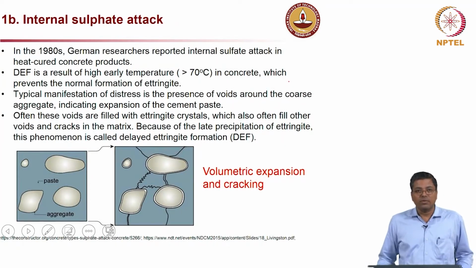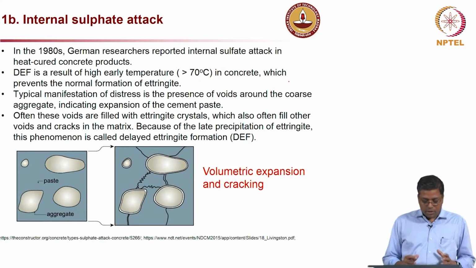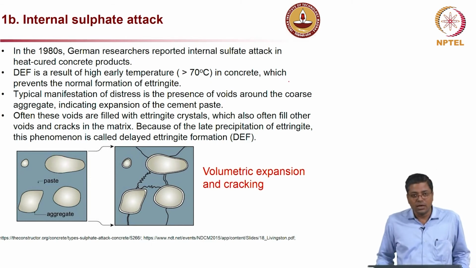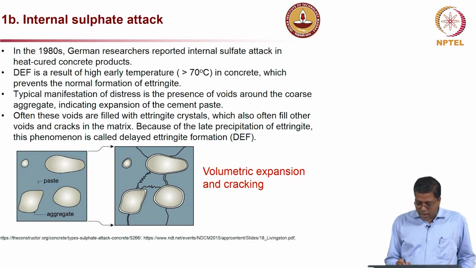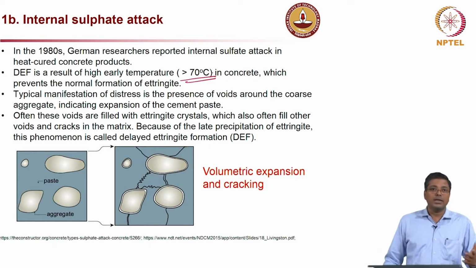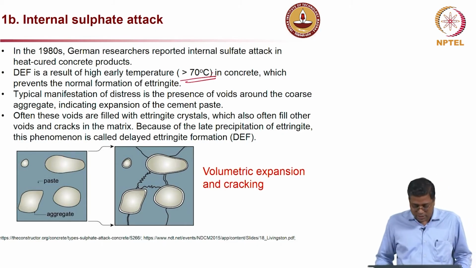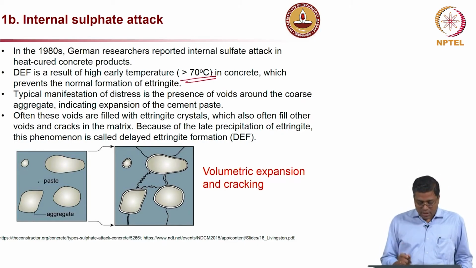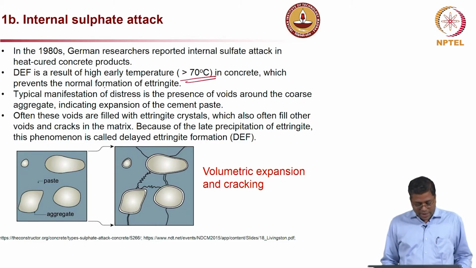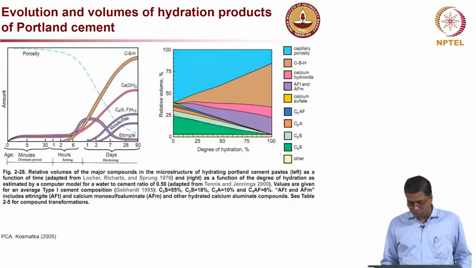Now, internal sulfate attack, where we are talking about some issues related to the time at which these ettringites are formed. So, for example, what happens especially in hot weather concreting or mass concreting, where the heat generated is significantly high, which leads to a curing temperature or early temperature of more than 70 degrees Celsius. If that happens, then the normal formation of ettringite will not happen. I am going to go to the next slide to show you what this normal formation of ettringite is.